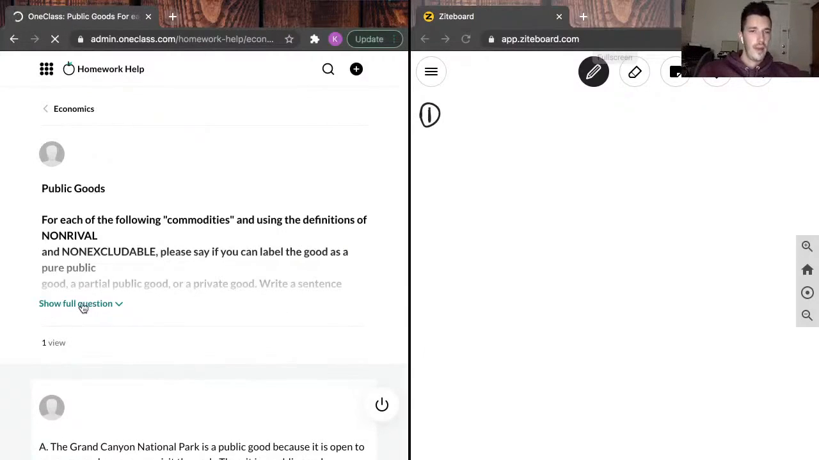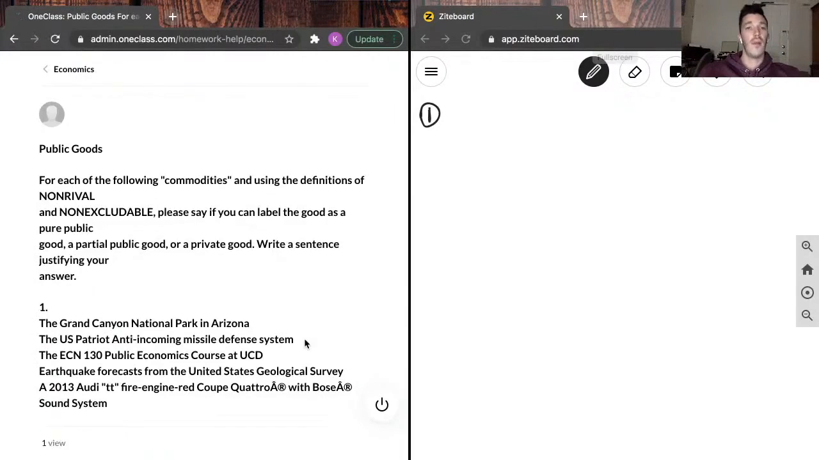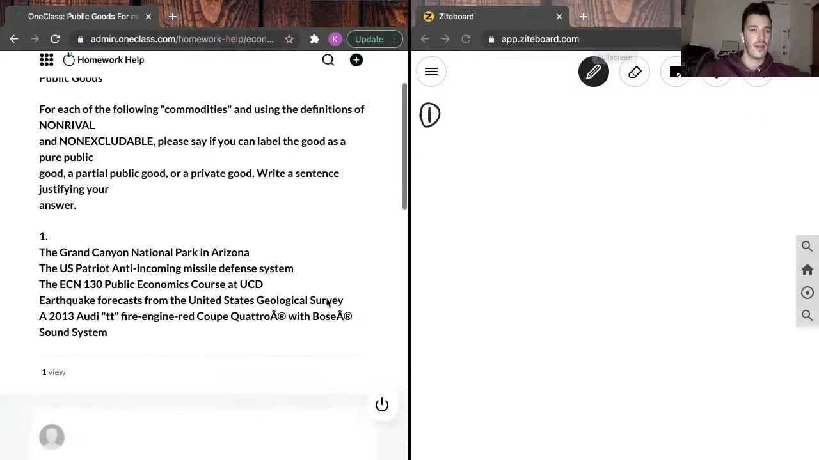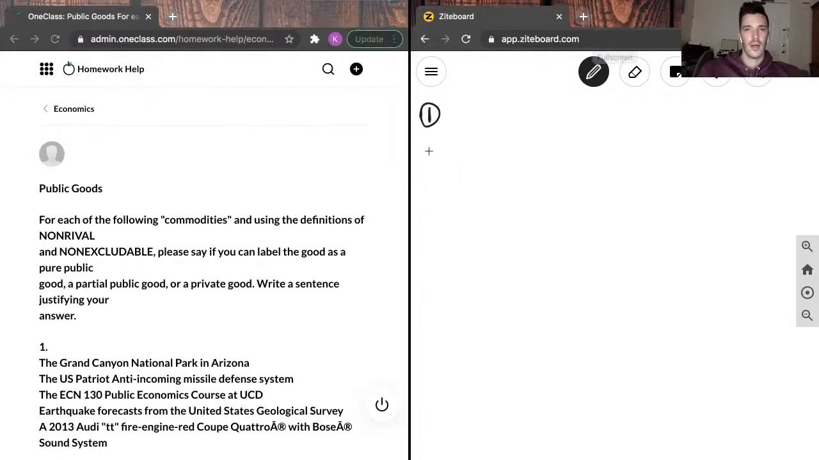Question 1, public goods. For each of the following commodities and using the definitions of non-rival and non-excludable, please say if you can label the good as a pure public good, a partial public good, or a private good. Write a sentence justifying your answer. So just before we get started here, I should define non-rival and non-excludable for you guys.